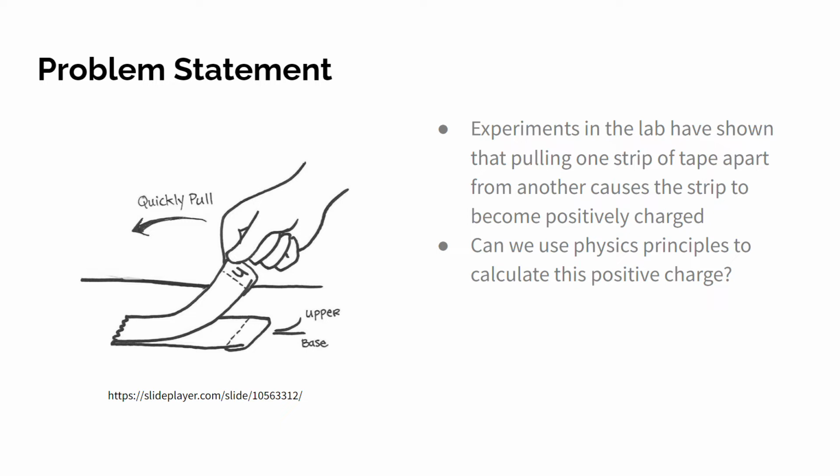So, starting with our experimental observations, we've seen that pulling one strip of tape away from another causes that strip to be positively charged. We tested this by seeing how it interacted with a negatively charged pen, and they were attracted, so we proved this in the lab. But can we use physics principles to calculate the exact magnitude of this positive charge?